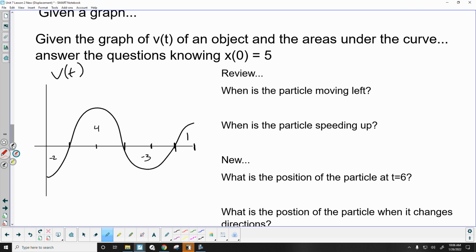Now, our questions, when given the graph of V, will be provided more information. This negative 2, that's the area under V from 0 to 1. This 4, area under V from 1 to 3. This negative 3, this is 1. Tell your neighbors, what does that extra information tell you?